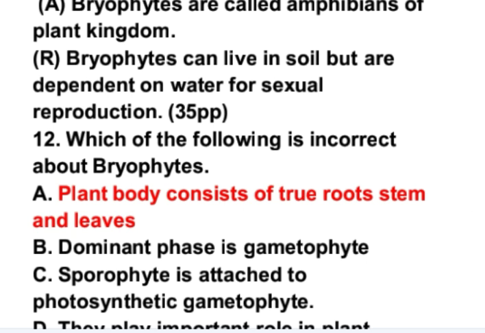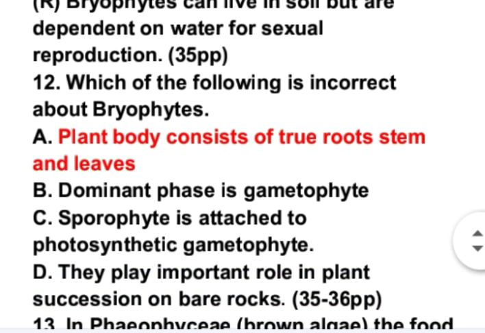Next is, which of the following is incorrect about bryophytes? We have been given four statements. A, plant body consists of true roots, stems, and leaves. This is wrong about bryophytes. Plant body doesn't consist of true roots, stem, and leaves. So this statement is incorrect. We also see the other statements. In bryophytes, the dominant phase is gametophyte. Yes, this is correct. And the next is sporophyte is attached to photosynthetic gametophyte. Yes, this is also correct. They play important role in plant succession on bare rocks. Yes, this is also correct. The only incorrect statement is A. Therefore, in this question, our choice will be option A, the plant body consists of true root, stem, and leaves.